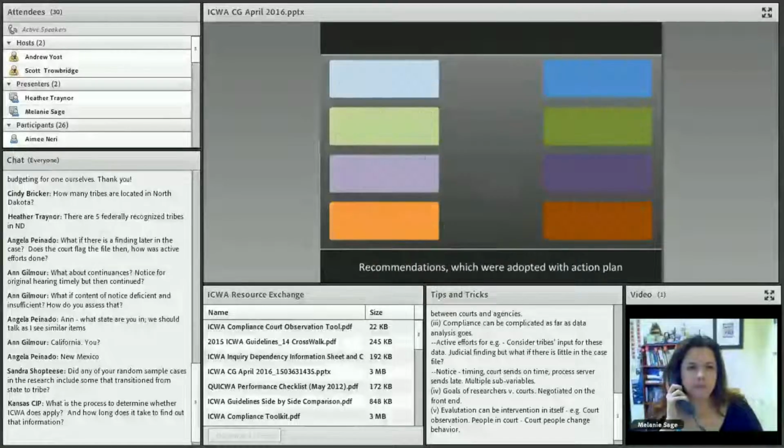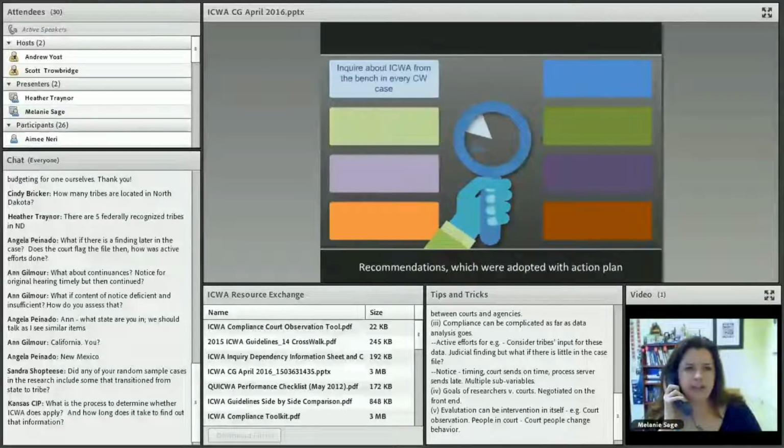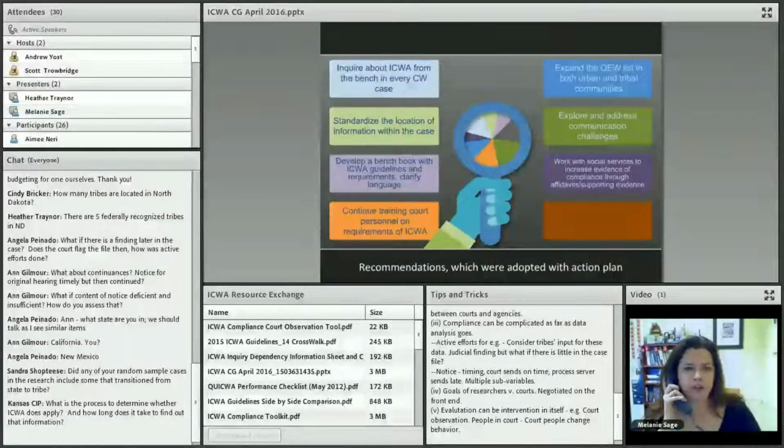Okay, so we're almost done here. One of the things that we did with this first year of data, based on what we learned, is we made some recommendations to the court, and these are the recommendations that we made.